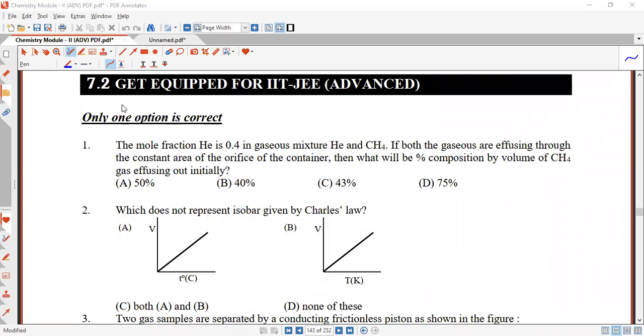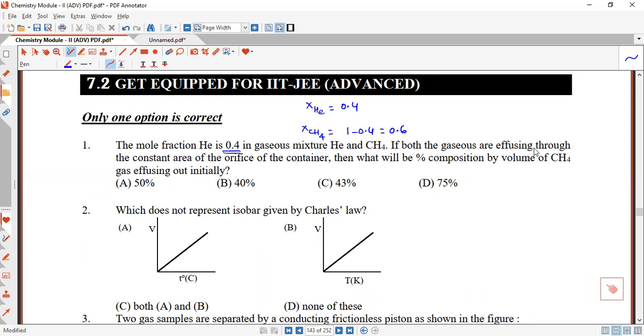Okay, so in this lecture, we are going to discuss the exercise Get Equipped to JEE Advanced of the gaseous state. We are going to solve question number 1. The mole fraction of helium is given in a gaseous mixture of helium and methane. If the mole fraction of helium is 0.4, the mole fraction of CH4 is nothing but 1 minus 0.4, that is 0.6.